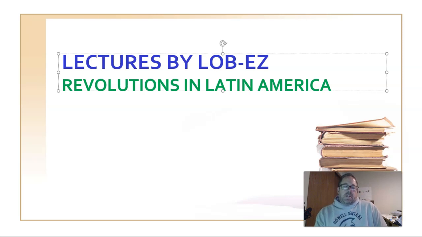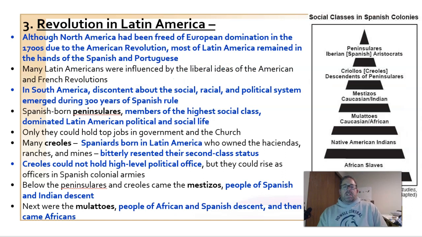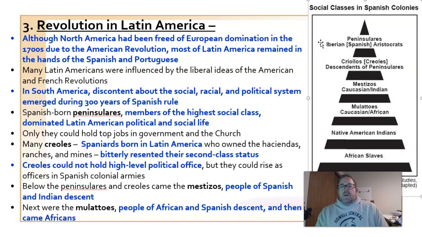Today's discussion: revolutions in Latin America, the Monroe Doctrine, and the abolition of slavery. So the first thing we want to talk about when we discuss revolutions in Latin America is that the social class hierarchy system that existed was typically racially based. Okay, there was a class system that was part of it. So some of it was based on class, but a big section of it was also based on race.